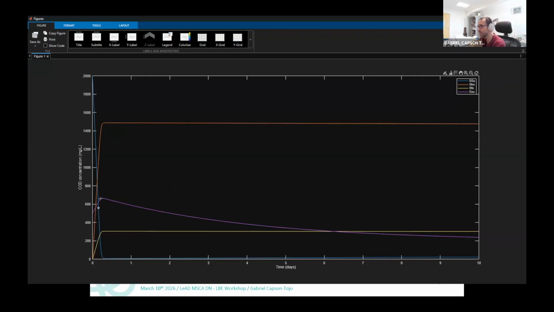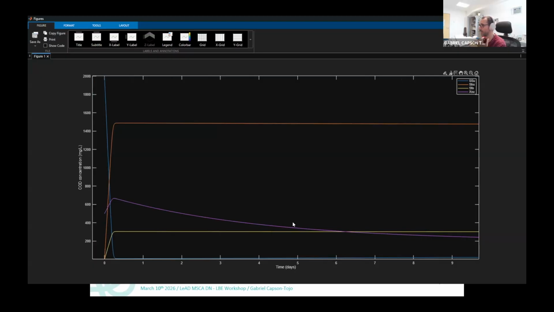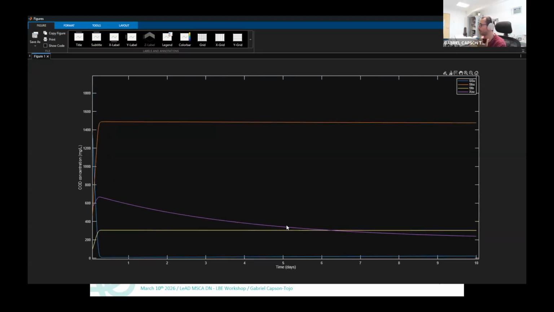So even if biomass grows initially, because we had this 2000 milligrams per liter initially, because the HRT is 4 days, we are washing out a bit of biomass until we get to an almost steady state in 10 days, around 340 milligrams per liter of biomass.